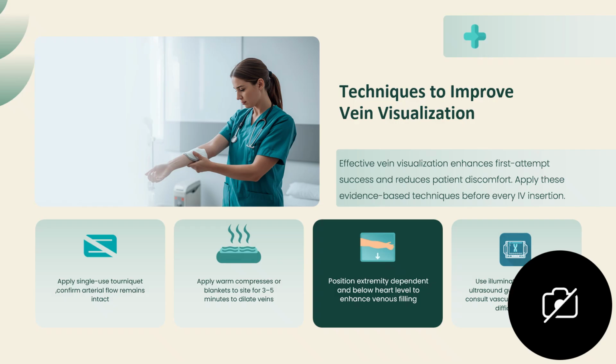Second, you can use a warm compress or a warmer blanket as we use in pediatrics. You can keep it for 3 to 5 minutes to dilate the vein. Do not keep it longer so the baby will not become hyperthermic or get burned. Third, you can position the extremity dependent and below the heart level. Why? To enhance venous filling. And the fourth point is to use an illumination device if you have one in your unit, or ultrasound guidance if you're trained for it. If you cannot, you can consult the vascular access team for difficult cases.